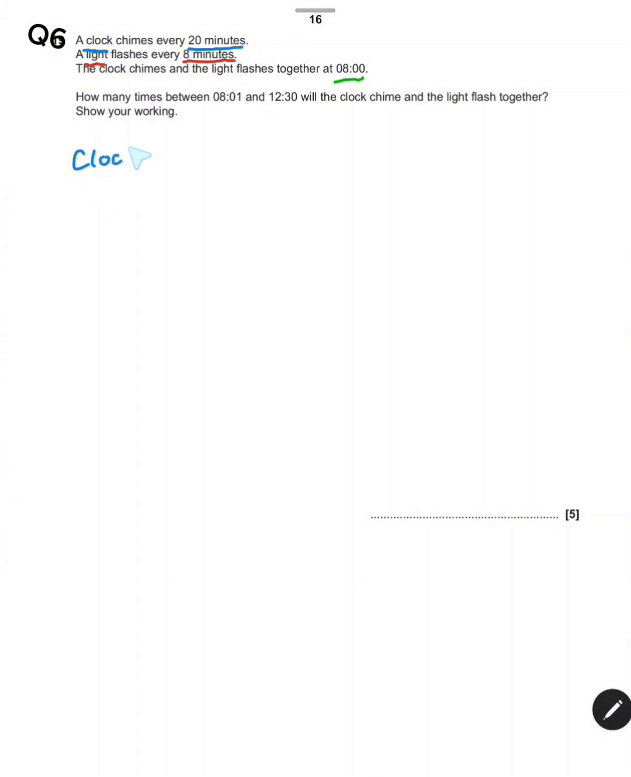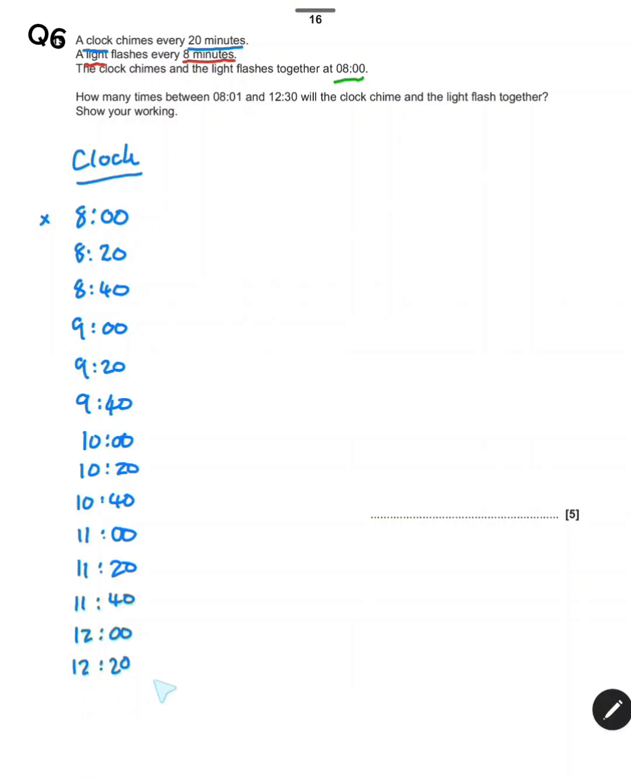Let's look at the clock first. I'm just going to start writing down times from 8 o'clock. We know 8 o'clock is when they first flash together, so be careful with this one. We're going to keep counting up in 20 minutes. So 8:20, 8:40, 8:60, and 60 minutes in an hour would be 9 o'clock. I'm going to keep adding on 20 minutes to these times. Then I'm going to stop at 12:20, because if I went to 12:40, that's after this time, so I'm not interested in that.